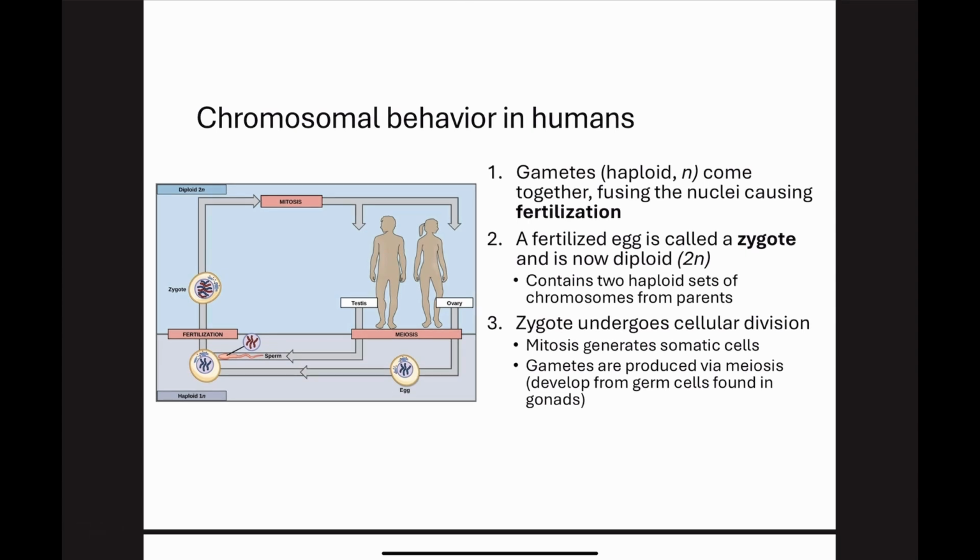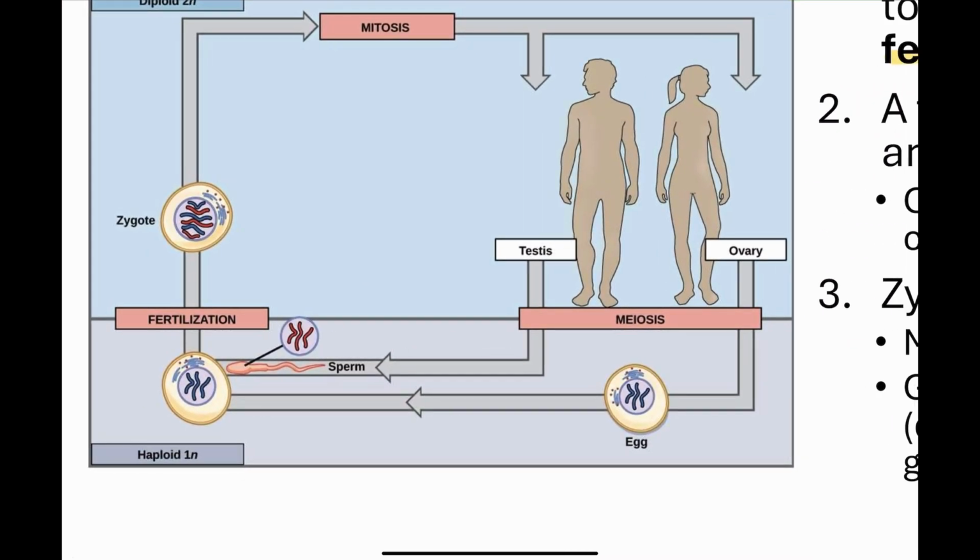When we talk about chromosomal behavior in humans, we have to think about the human life cycle. Essentially, the human life cycle begins the moment that a haploid sperm cell fuses with a haploid ovum. The union of these gametes culminates in the fusion of their nuclei, which causes fertilization. That is what we are seeing right here. We have a sperm cell and an egg cell. They come together and form a zygote. Remember, zygotes are post-fertilization.